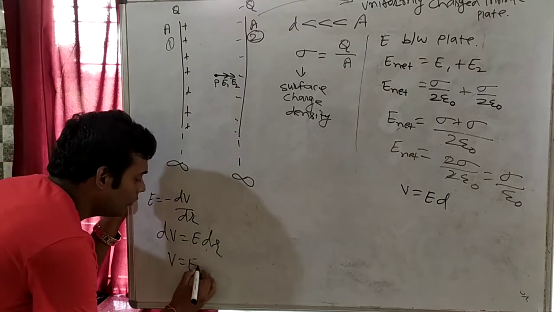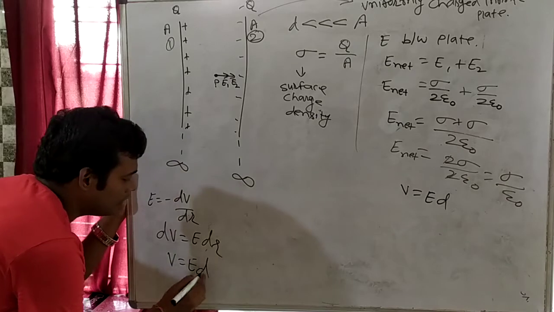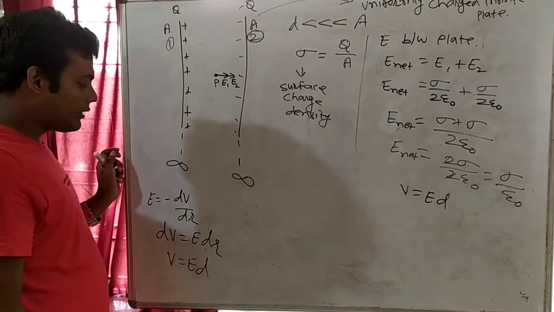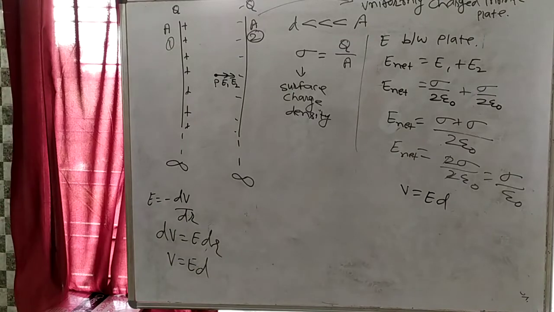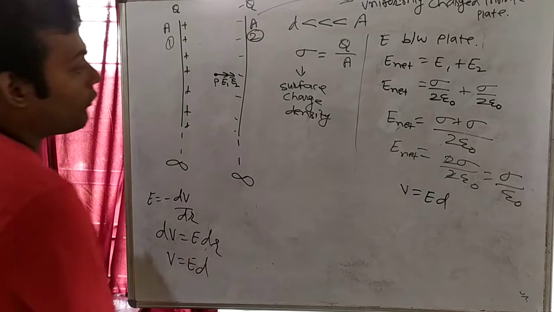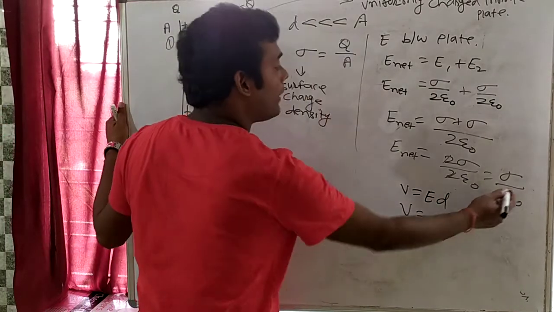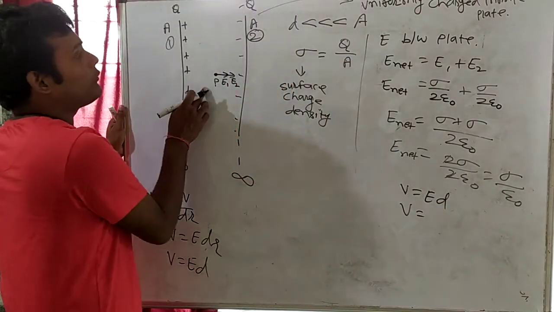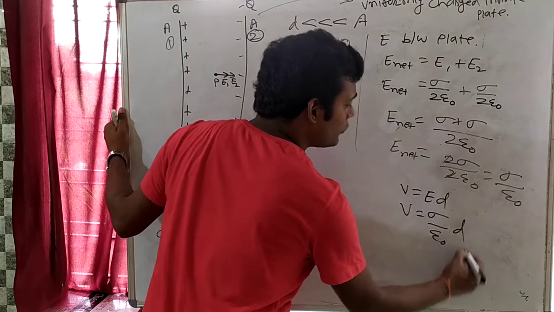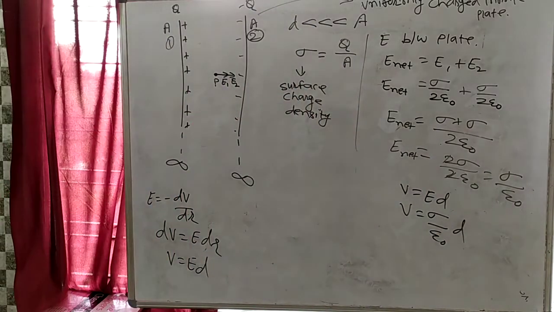So V will be equal to E d. Here I have taken the distance as d. So V will be equal to E d. And what is the net electric field between the plates of the capacitor? It is sigma by epsilon naught. So V is equal to sigma by epsilon naught into d.